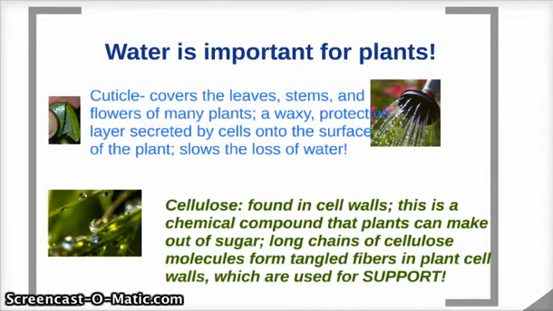Cellulose is another important part that all plants have. This is found in the cell walls, and it's a chemical compound that plants can make out of sugar. And remember, they get the sugar from performing photosynthesis. So long chains of cellulose molecules form these tangled fibers in plant cell walls, and that's what's used for support of the plant cell. And this is why plants can withstand so much outside.